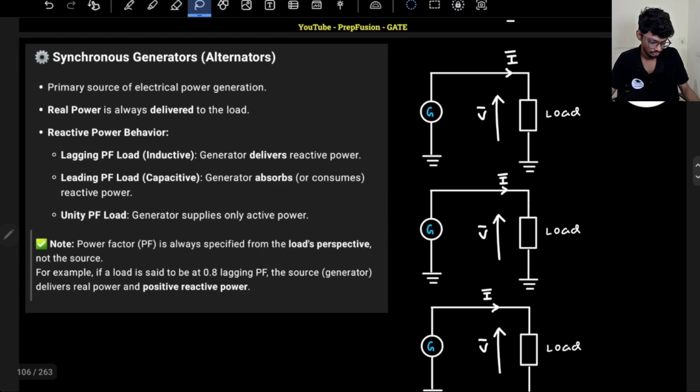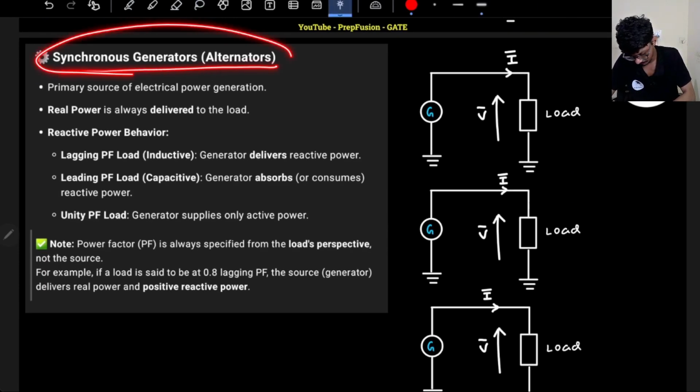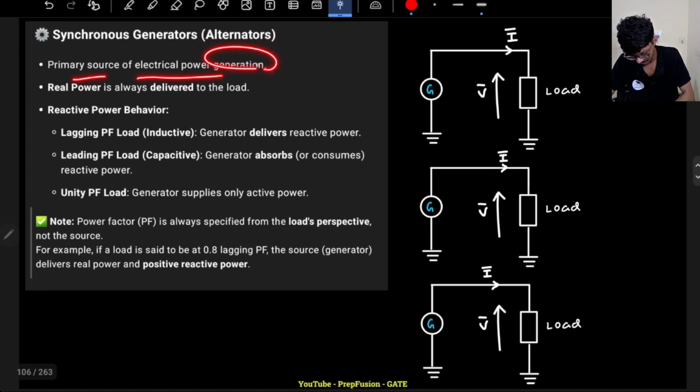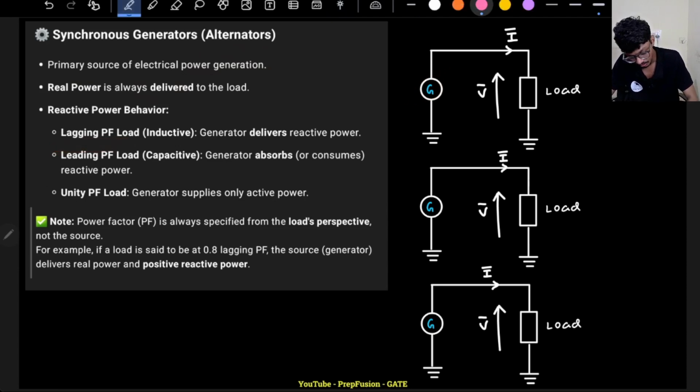Because if you see here, I have synchronous generators, the primary source of electrical power generation. Real power is always delivered to the load; I already know that, so the generator will always deliver real power. That much is sufficient. Now the point is, if I say the generator is operating with a lagging power factor load, what does it mean? That means the load is consuming reactive power, and someone has to deliver that reactive power, so the generator will deliver the reactive power.